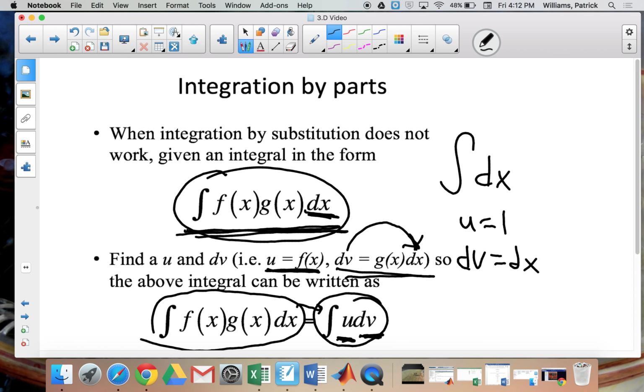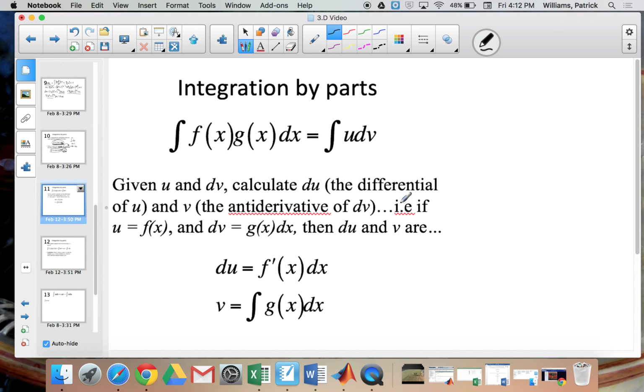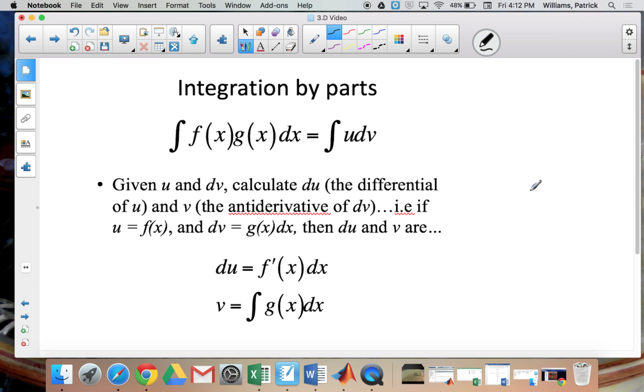Now, the tricky part is, can we actually apply integration by parts to it? That's something that is not guaranteed for every single integral. All right, so again, we're taking one integral and we're trying to find this variable u and this variable dv. And so in integration by substitution, we would find a variable u and we would take the differential of it to help us in our substitution.